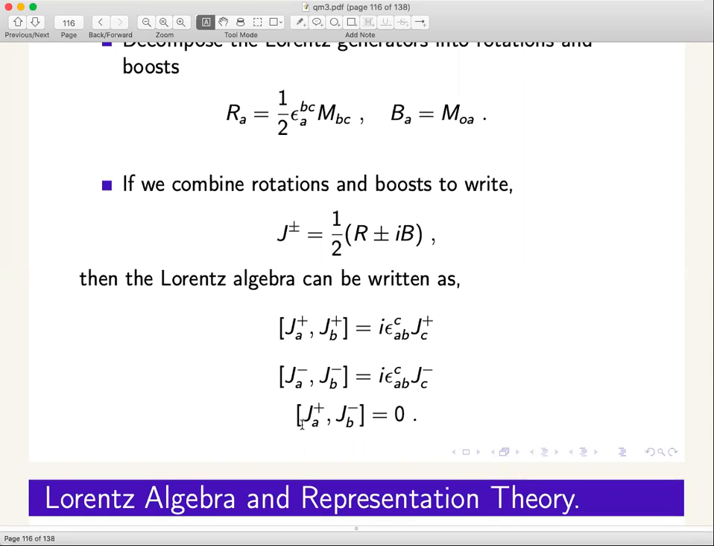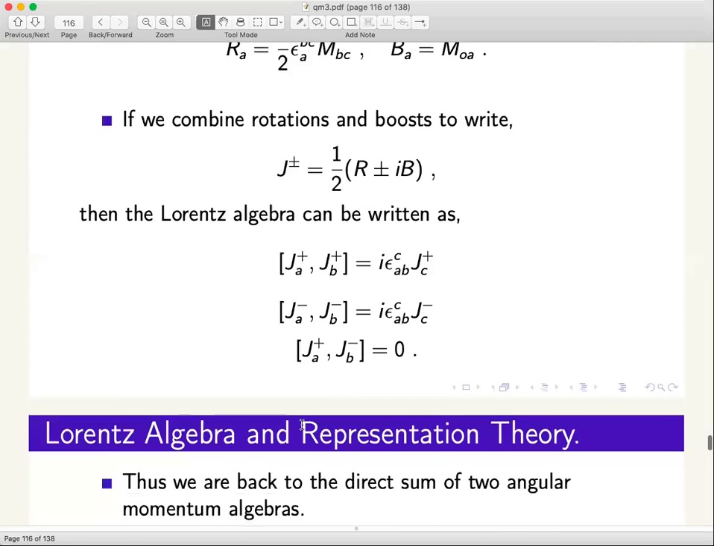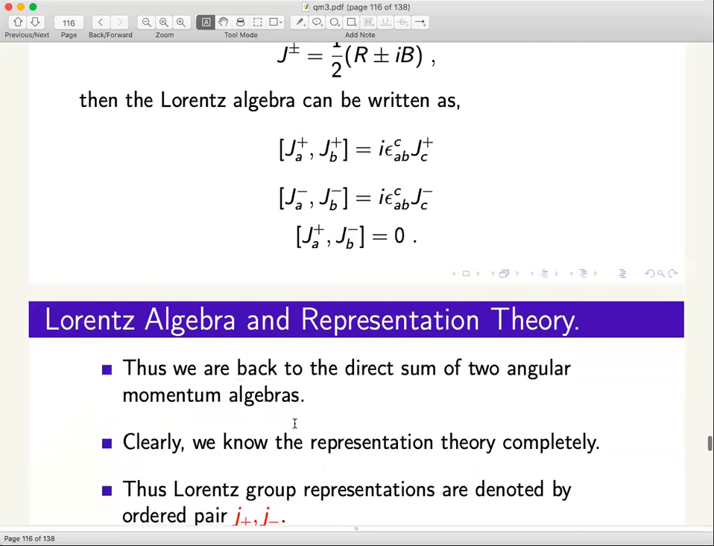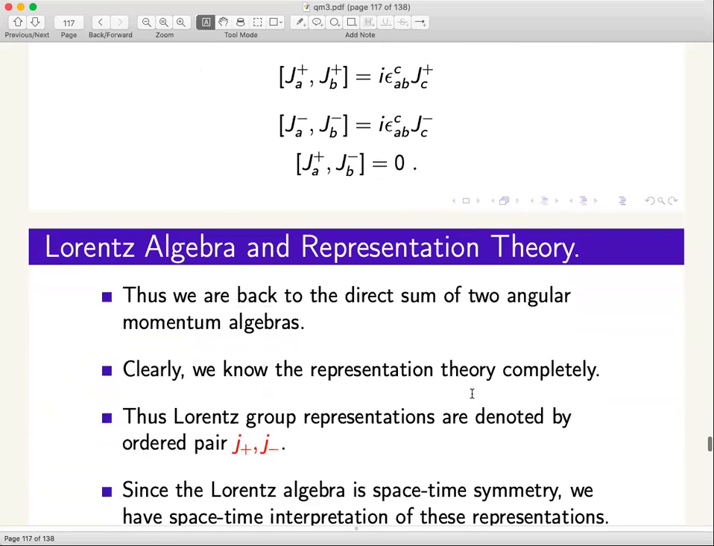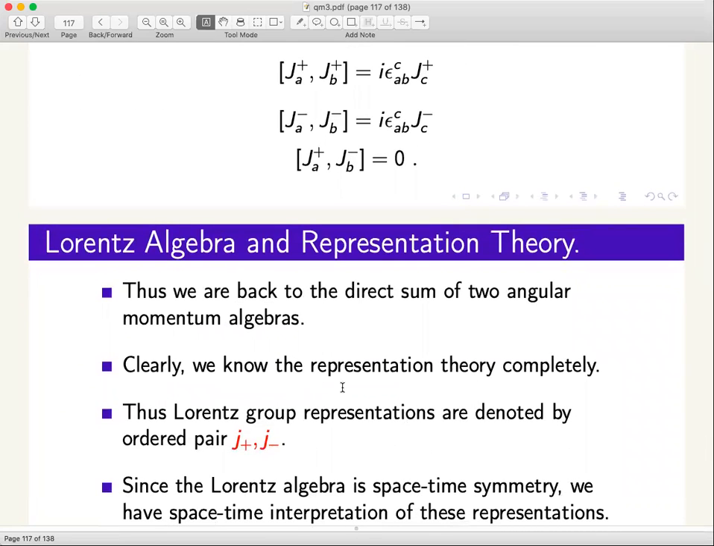In other words, we would represent Lorentz algebra representations in terms of ordered pairs taking values which are positive half-integral values, starting of course from 0. Done. No further study needs to be done with finite dimensional representations of the Lorentz algebra, because we have again landed up with two copies of the angular momentum algebra. So we are going to represent them in terms of a (J plus, J minus) ordered pair.